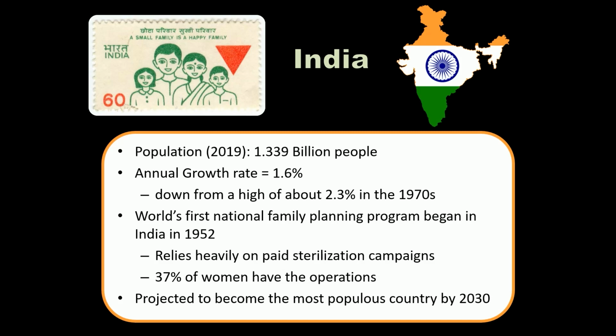Its annual growth rate is 1.6%, so it's about 8 times higher than the one that we had cited on an earlier slide for the United States. Again, this data has to be updated all the time, so this data is a little out of date. It's not going to be that far off. But that's down from a high in the 1970s of about 2.3%.